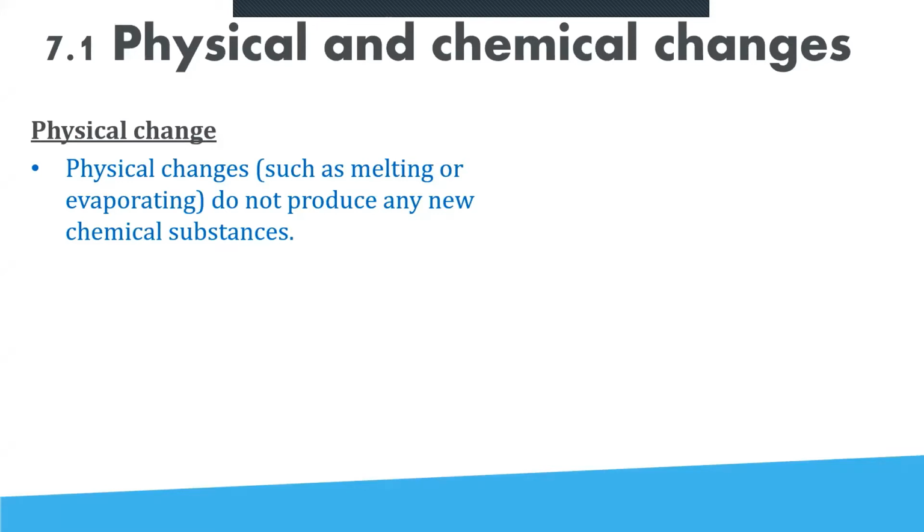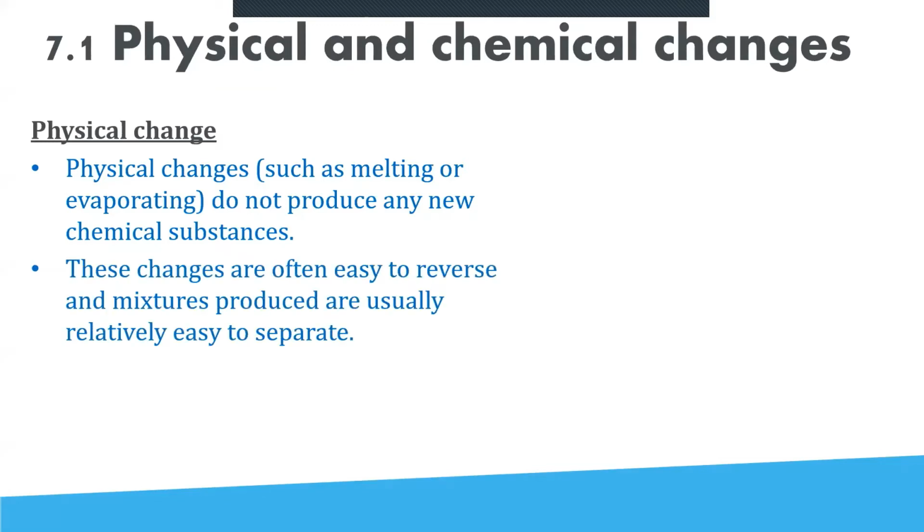So in a physical change, the chemical composition does not change, but the arrangement of the molecules changes, arrangement of the atoms changes. So when that arrangement is changed, then we say it is a change of state, melting, evaporation, condensation, etc. These changes are often easy to reverse, and mixtures produced are usually relatively easy to separate.